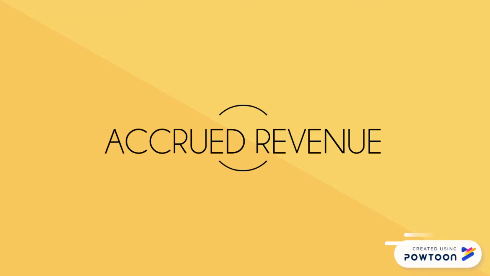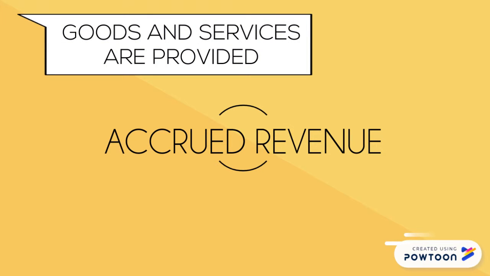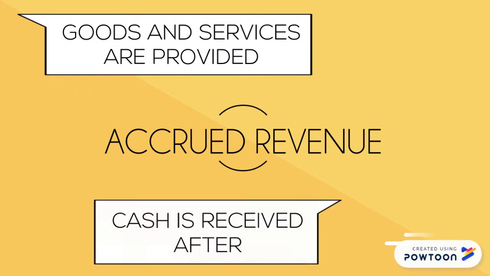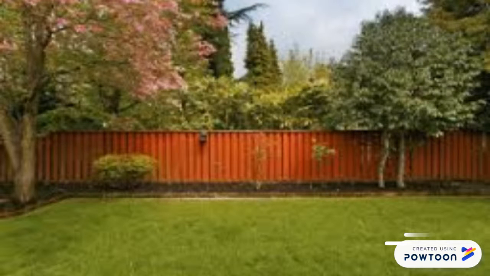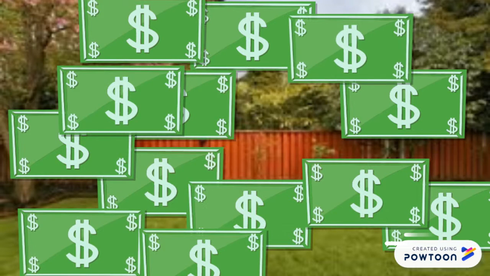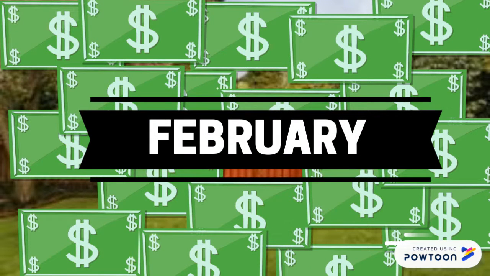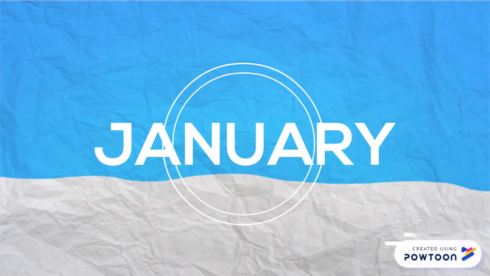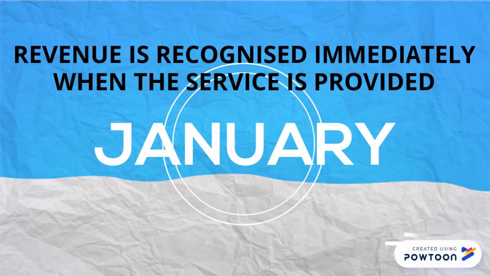The next example will focus on accrued revenue. Accrued revenue occurs when goods and services have been provided and delivered, however cash is yet to be received. In this example, a lawn mowing company is providing a service in January. However, the company does not receive cash for mowing the lawns until February. So, when do we record this revenue? The answer is January. We record the revenue in January because when the lawn mowing company provides the service, it is immediately recognised as revenue.